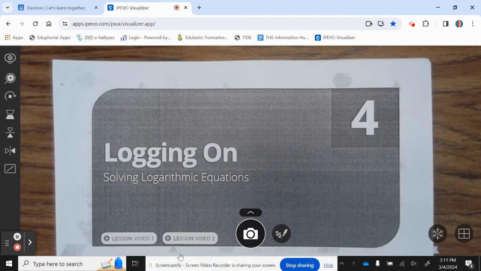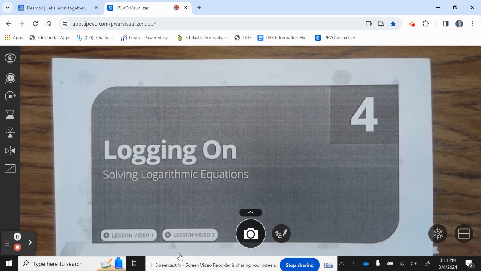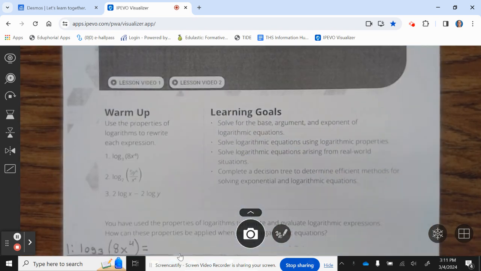Okay, Wildcats, today we're going to have 4.1 Logging On: Solving Logarithmic Equations. Warm up. Use the properties of logarithms to rewrite each expression.